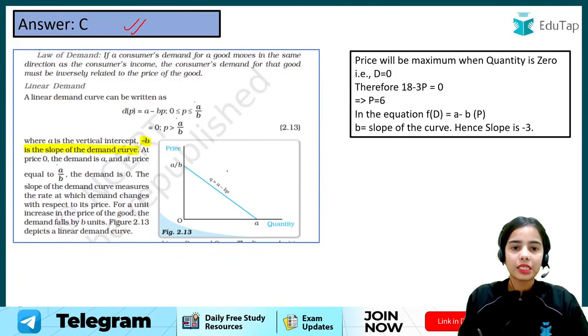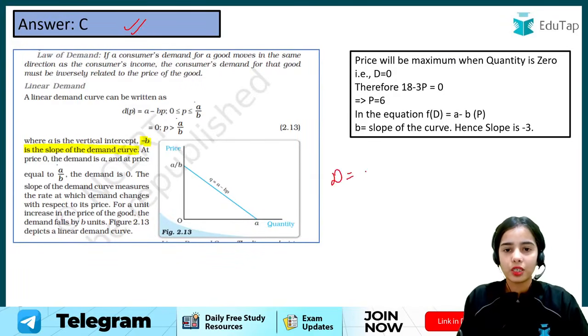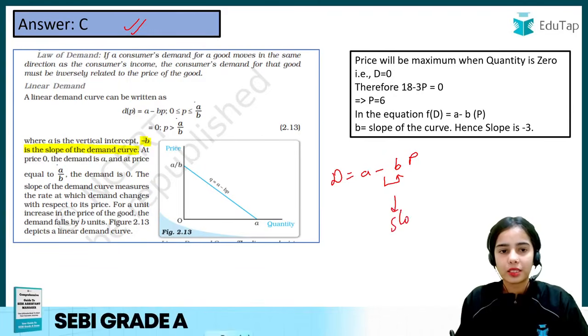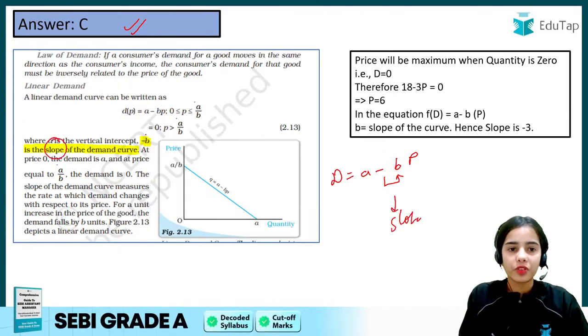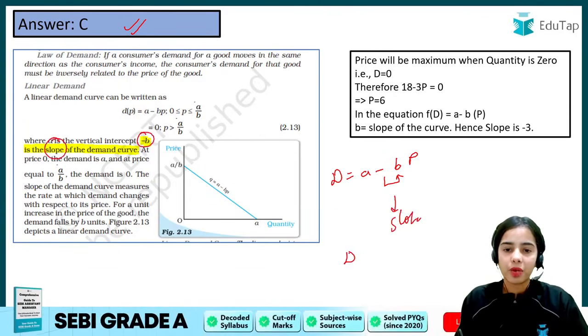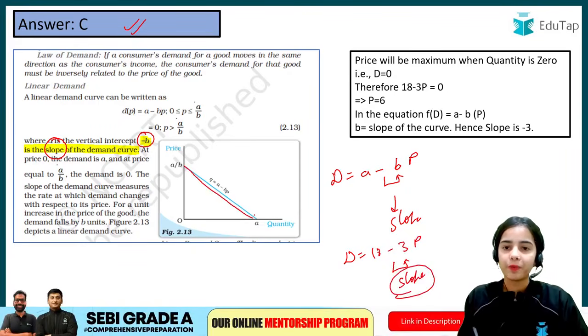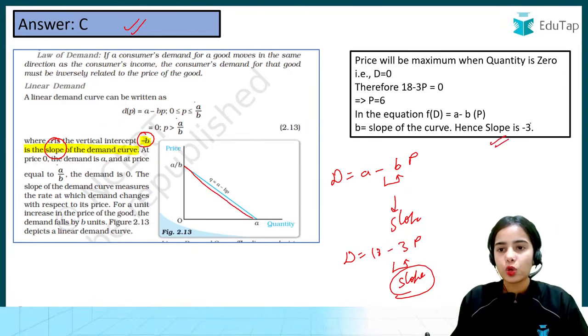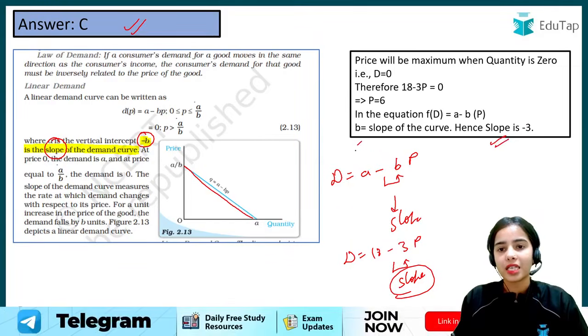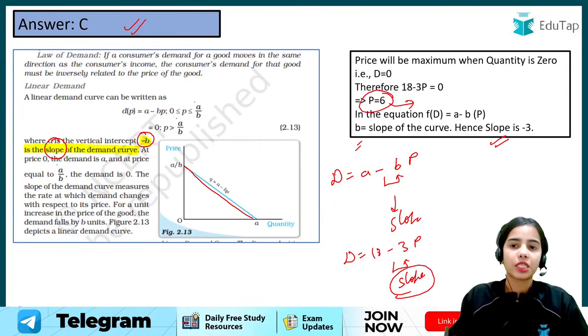Here you can see that in the demand equation, this minus b is the slope. The slope of the demand curve is minus b. That is, in the demand function 18 minus 3p, this minus 3 is the slope that shows the downward sloping demand curve. So the slope is minus 3, as well as the price is 6, that is the maximum price where the quantity will be 0.